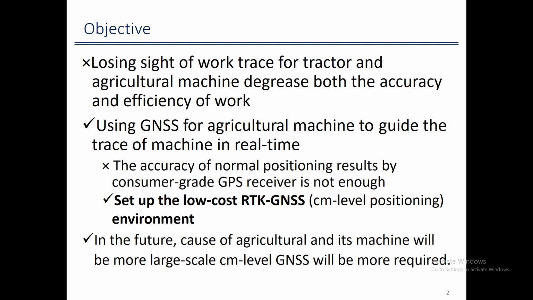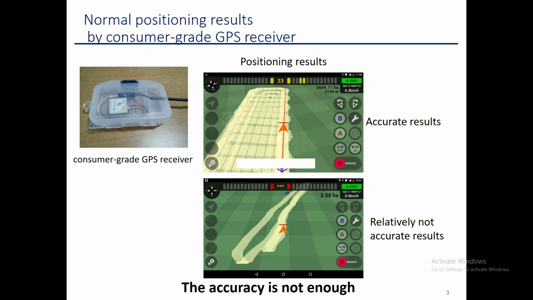So, normal positioning results by consumer grade GPS receiver. You can see here an illustration of the kind of resolution of accuracy depending on the machine used and the canopy and other factors included. So the first one here, we can see that there are accurate results because there is a base and a rover. But for the second here, we are in single resolution. So that's why there is a distortion of the data.